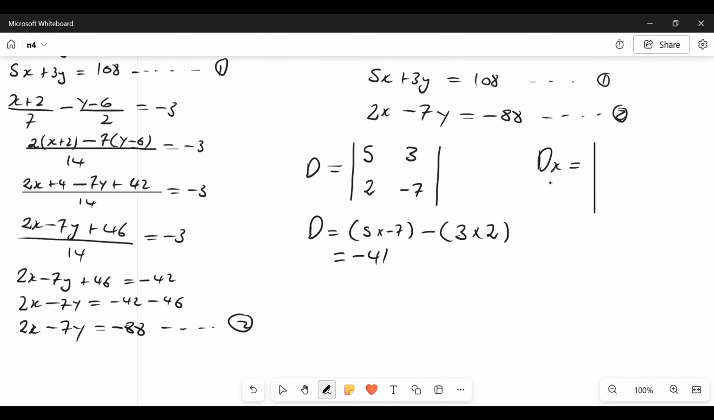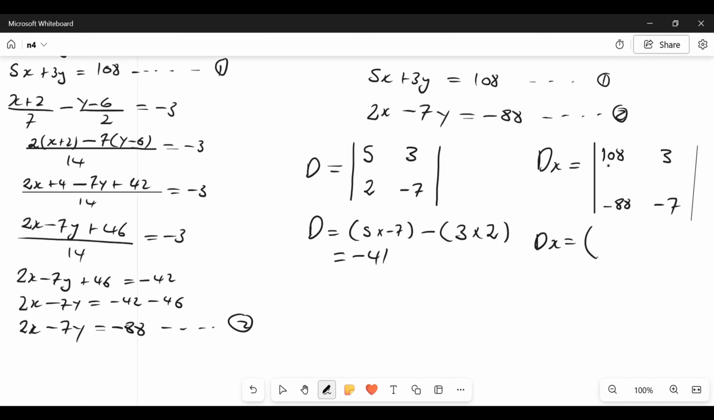Now, since we are calculating the determinant of x, we know that x belongs in the first column. So we're going to substitute this entry with the constants there. The first entry we're going to take from the first equation, which is 108, and then the third entry we're going to take from the second equation, which is -88. There we go. And then we're going to keep these ones for y because we are not calculating for dy. So we have 3 and -7.